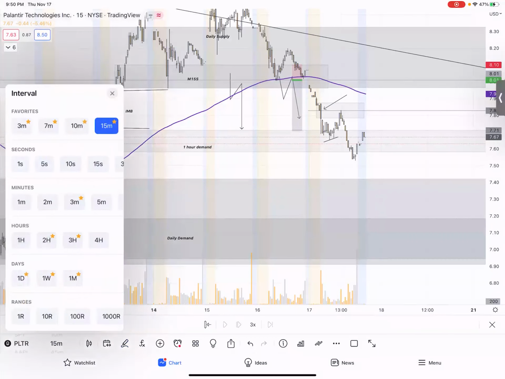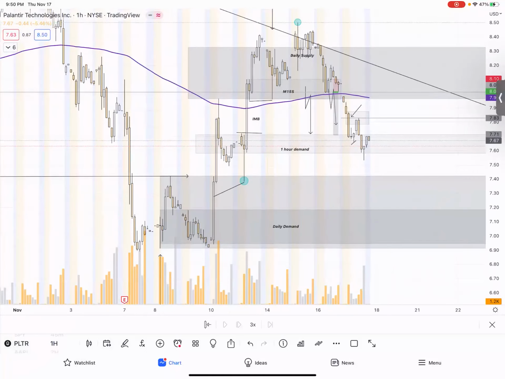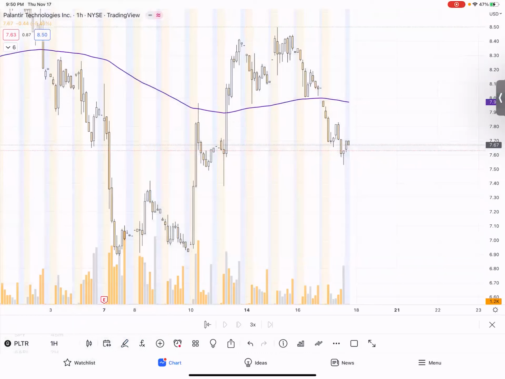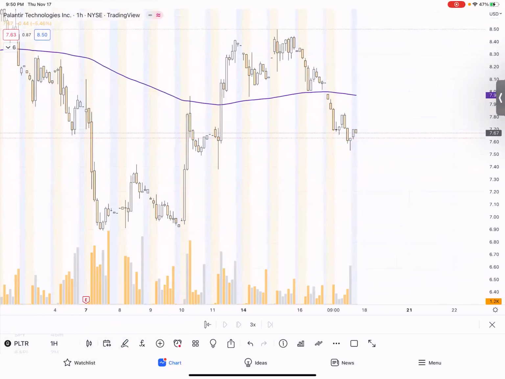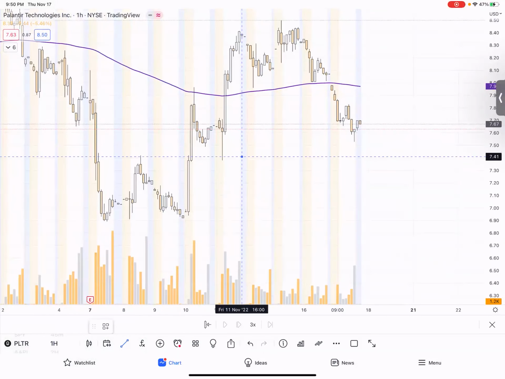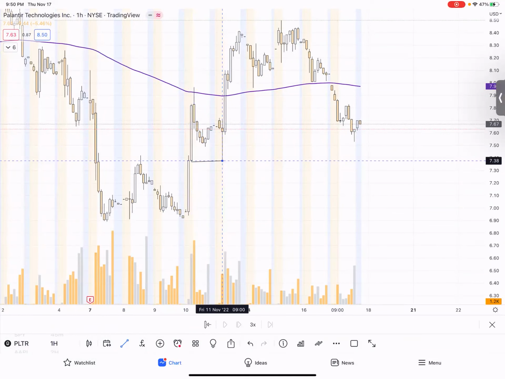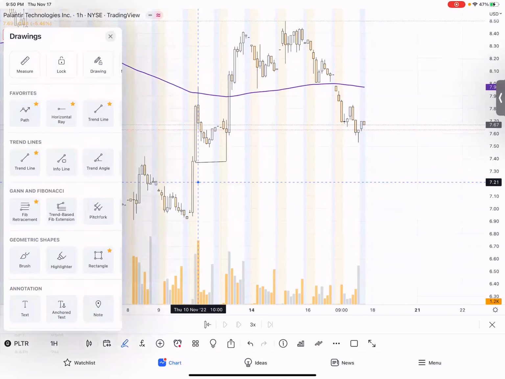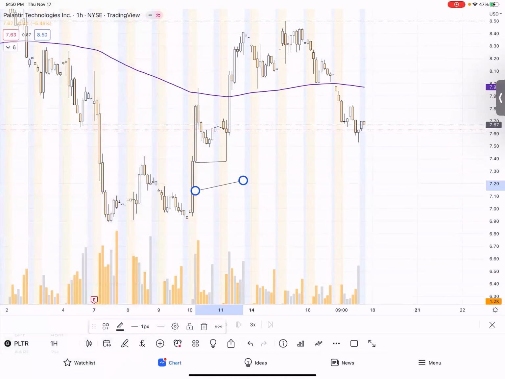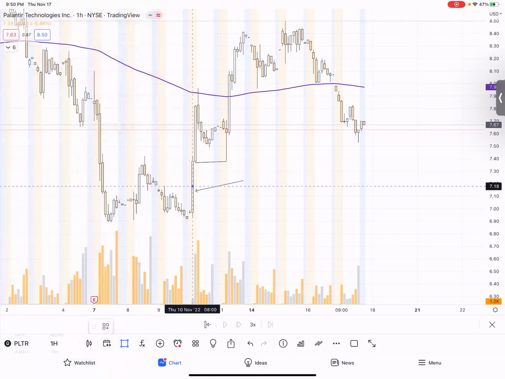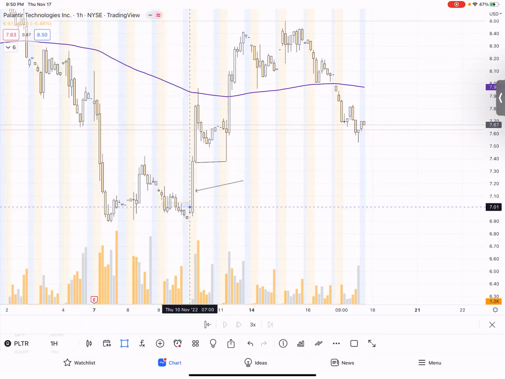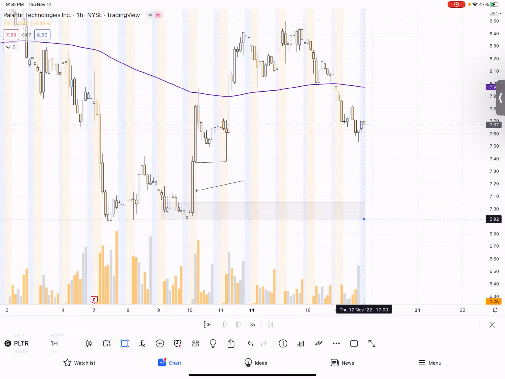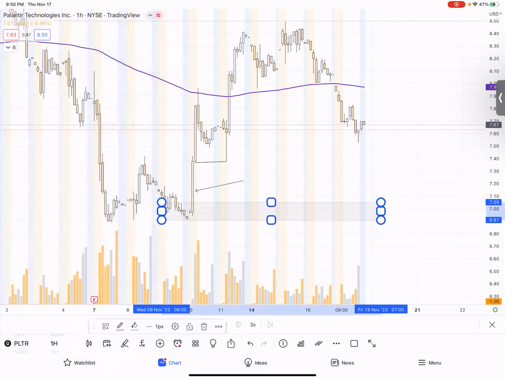I'm going to go to the 1 hour time frame. Start off with a clear chart. Identify the liquidity. We have equal lows here. We have our imbalance. And we have our first red candle before the aggressive up move. 1 hour demand.